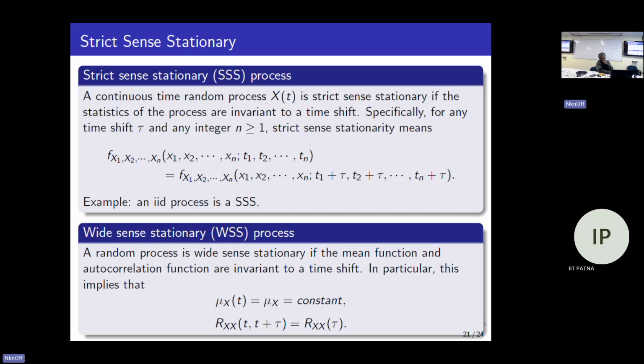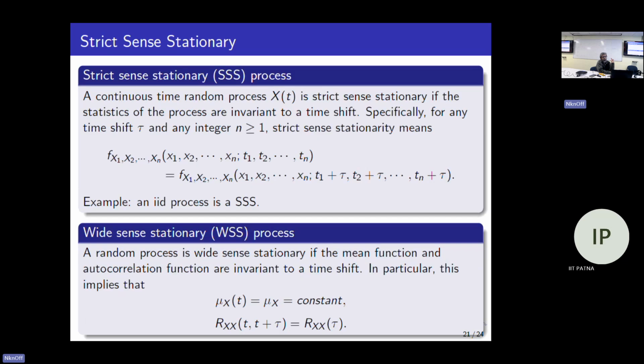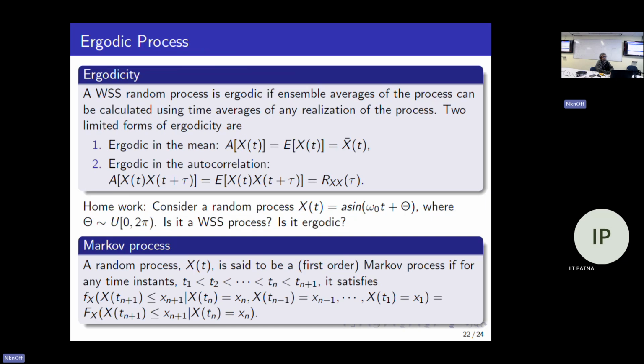Okay, so we will give some examples. So this is called the WSS process. Now if we see the wide sense stationary, we give some example where you can say whether it is WSS or not. Then we calculate mu x, if it is constant, and then the autocorrelation function is a function of tau. Tau is time. So then it is called the WSS process.